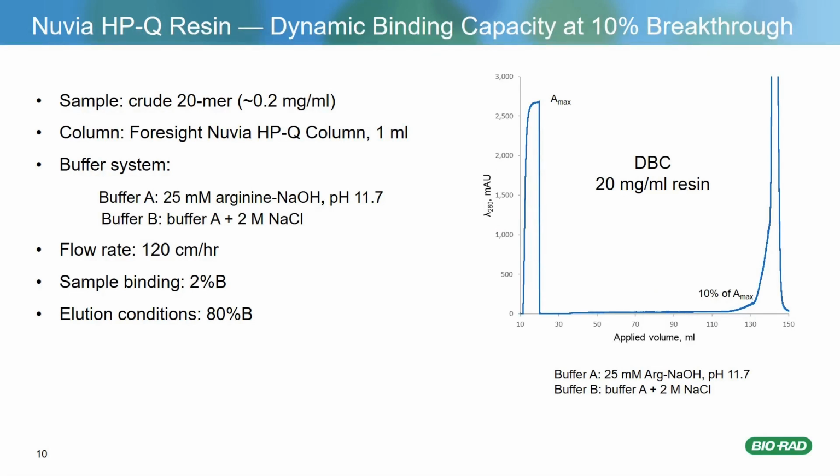So the final portion before we're going through the scale-up experiments is determining the binding capacity. Here we're going to be looking at 10% breakthrough. So we loaded a crude 20 mer sample at 0.2 mg per mil onto a 1 mil Nuvia HP-Q 4-site column. Again, using the same buffer system as previously done, flow rate 120 centimeters an hour. Binding is at 2% B. Elution is 80% B because at this point, once we get that dynamic binding capacity, we're just knocking everything off the column. The results show that the DBC for the Nuvia HP-Q for this crude 20 mer is 20 mg per mil.